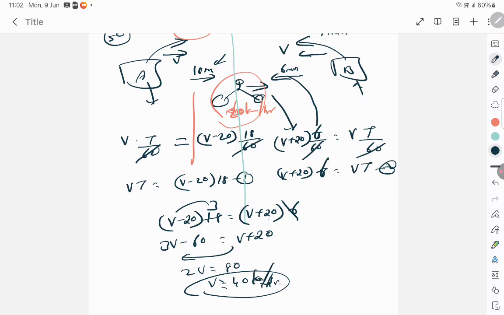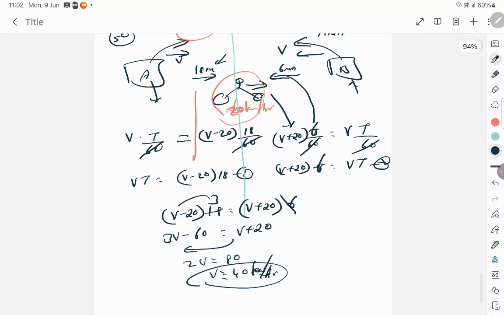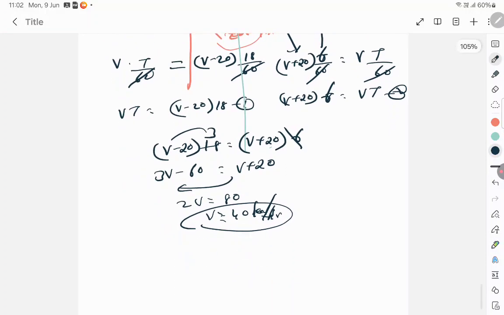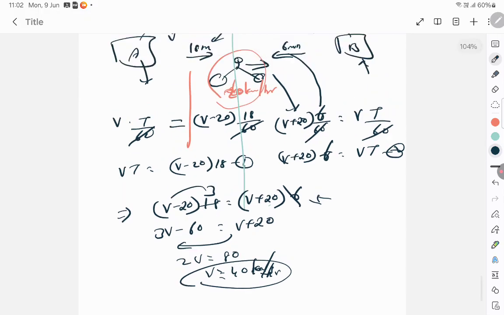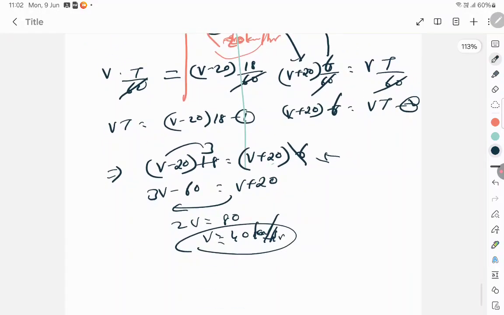sorry, kilometer per hour, because anyway the kilometer per hour is the speed. Yes, this initial speed is taken to be kilometer per hour. Even though these are all in meter per second or minutes or whatever, they are ratios which got cancelled, so the answer will still be in kilometer per hour. That is the initial velocity.